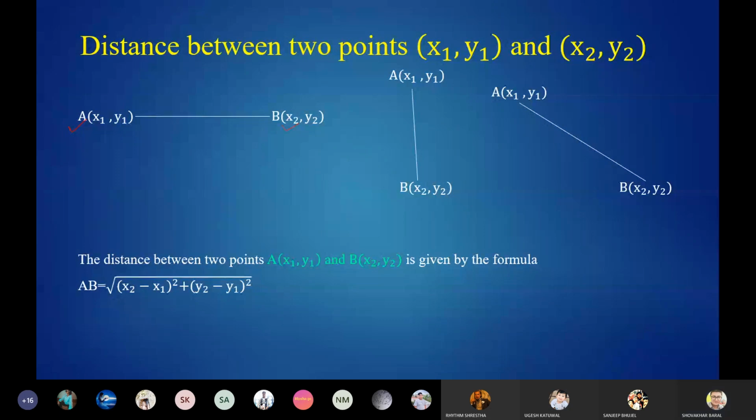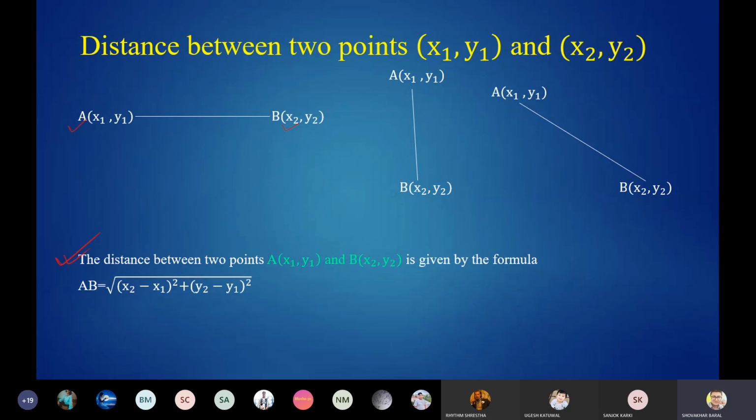Please note it. Distance between the 2 points, just write this note only, just this part only. The distance between the 2 points A(x1, y1) and B(x2, y2) is given by the formula AB equals root over (x2 minus x1) whole square plus (y2 minus y1) whole square. Here (x1, y1) and (x2, y2) are the coordinates of the endpoints, the extreme ends of the line.